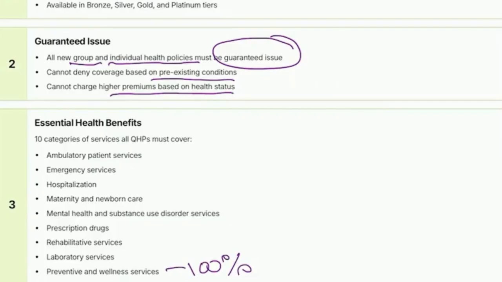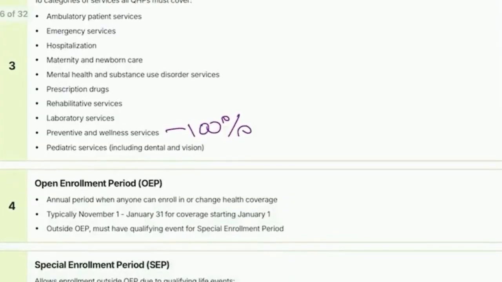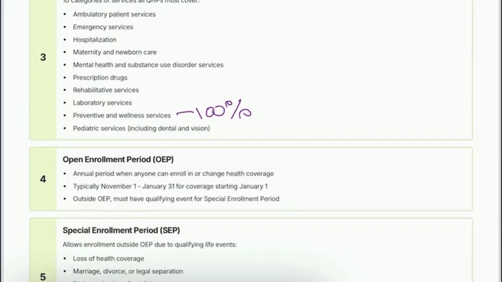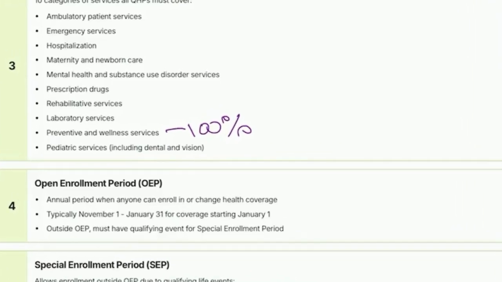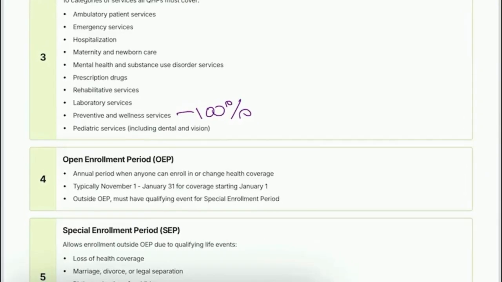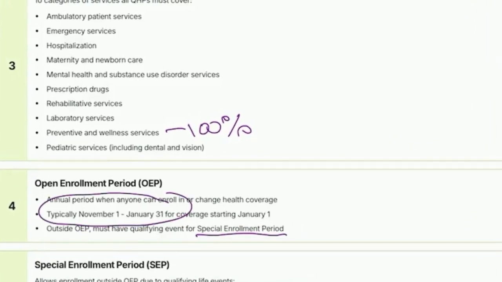The open enrollment period is when anybody can enroll in or change health coverage, and that is typically November 1st through January 31st for coverage starting January 1st. Outside of open enrollment period, there are ways that you can qualify to enroll outside of that time period, but they have to be for qualifying events, marriage, birth of child, loss of healthcare coverage, things like that, and those would be called special enrollment periods.